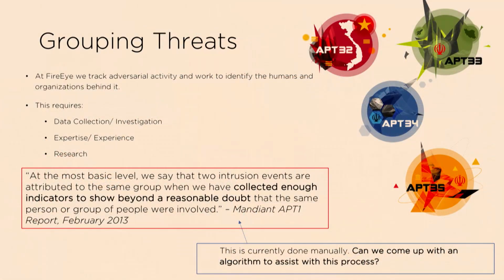So at FireEye, we track the adversarial activity, and we really work to identify the humans and the organizations behind those hacks. This requires a lot of data collection and investigation, and of course, that's what we do at FireEye. We do a lot of investigations. If you've ever read any headlines about big breaches, we've worked them all the time. And there's decades of expertise and experience, dating back to before FireEye into government intel, from people that work for us who are really good at understanding and knowing APT actors when they see that activity.